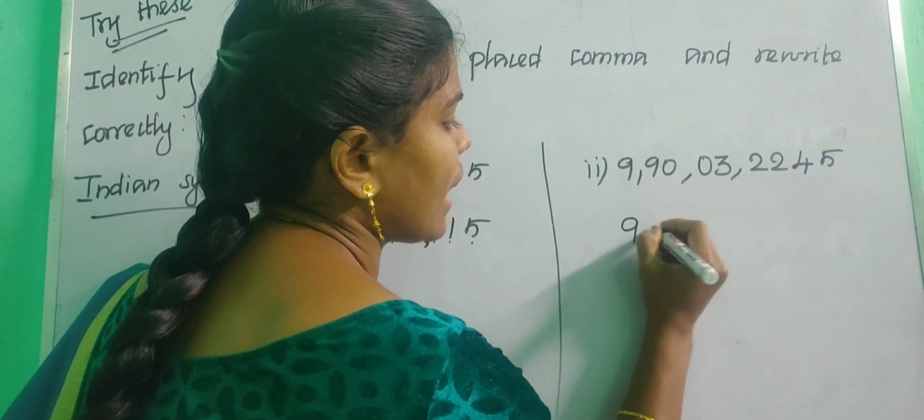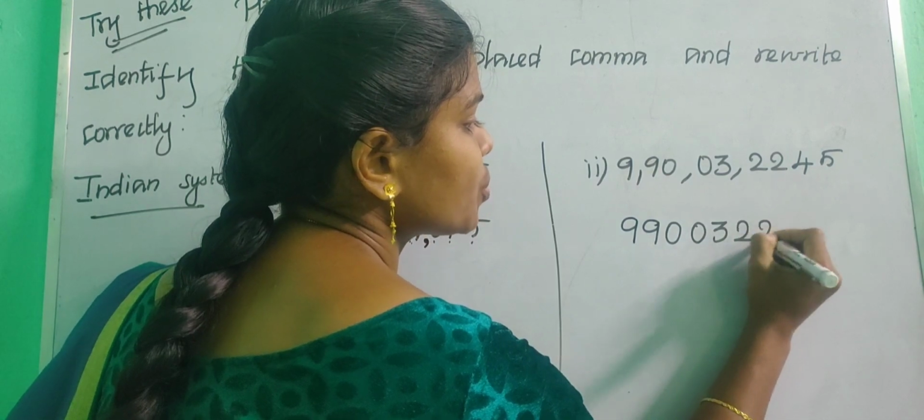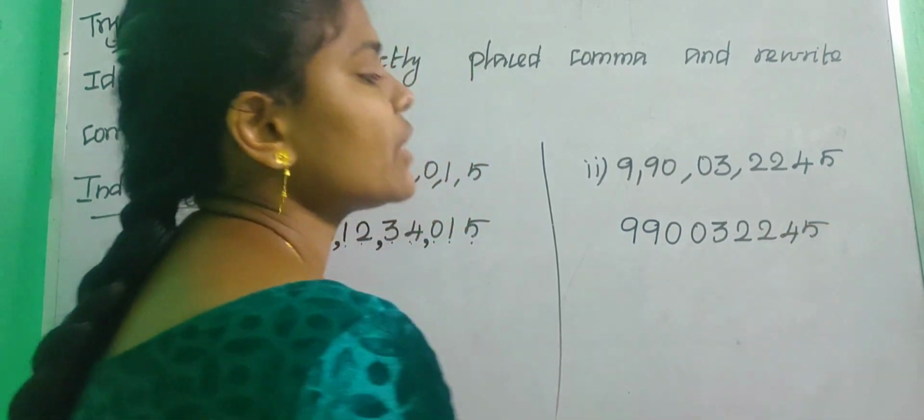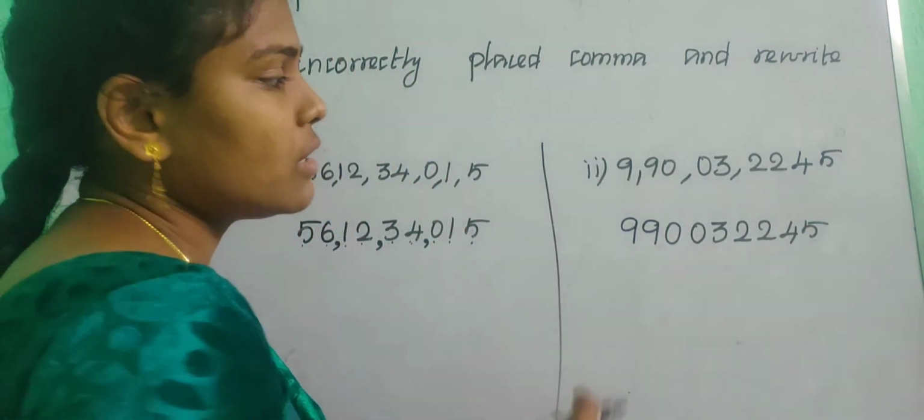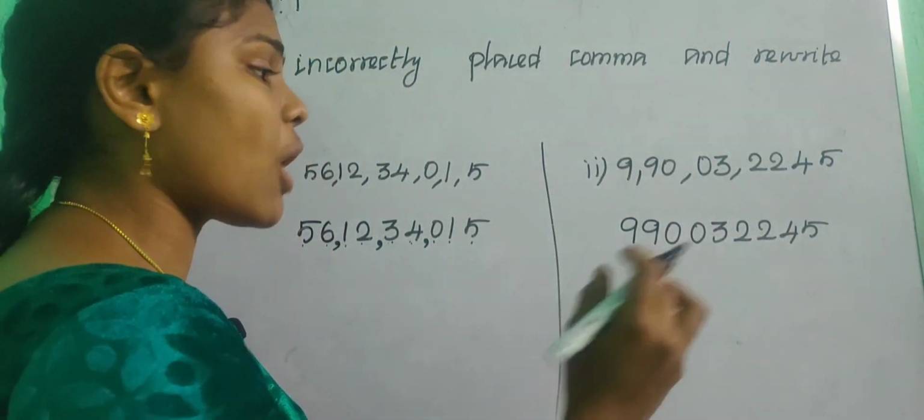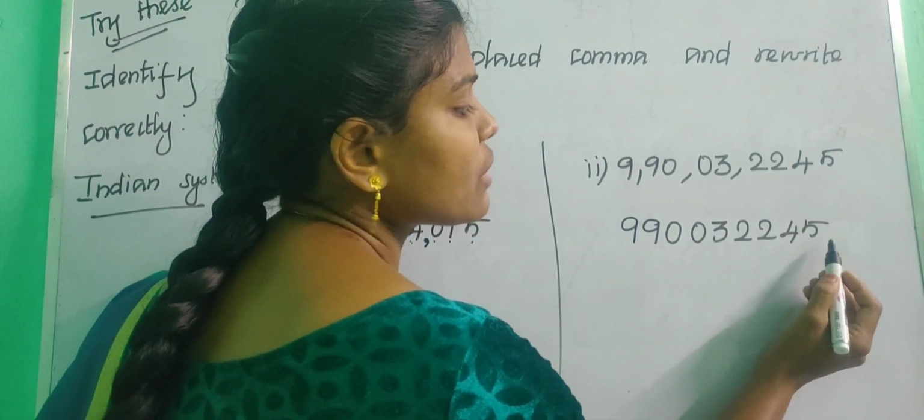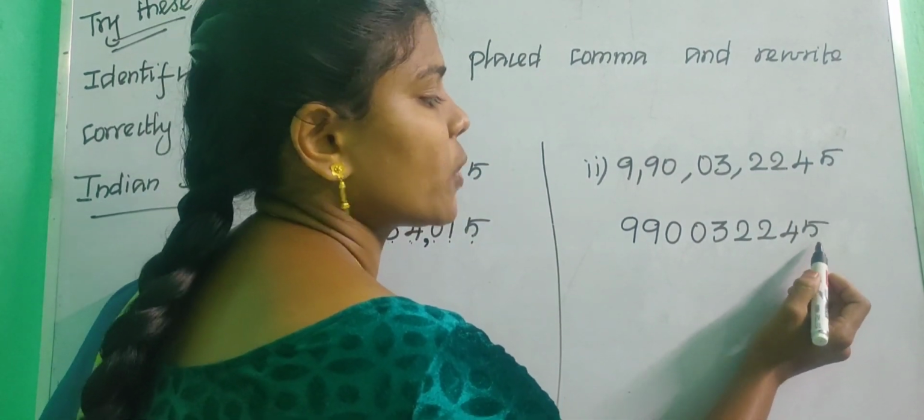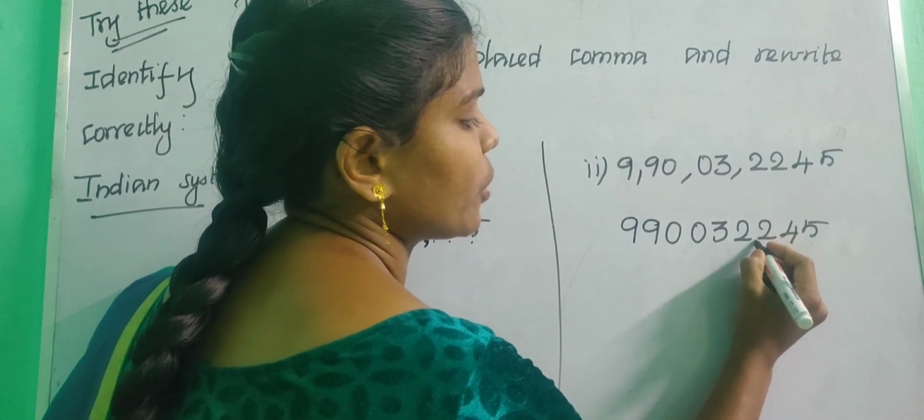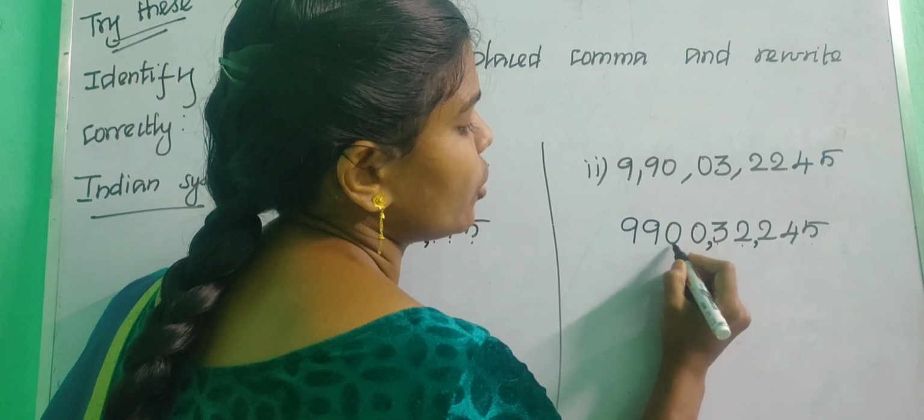Okay, so 990032245. This is a numeral which is given in the question. First of all, we need to count the numerals from right to left. First we count 3 and put a comma: 1, 2, and 3, then put a comma. Then we count 2: 1, 2, then put a comma, and then 2, comma.